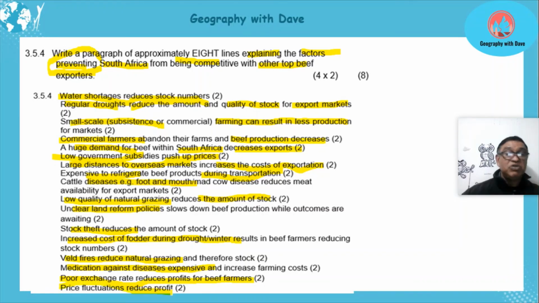Price fluctuations. Can you see that also? Out of this, price fluctuations reduce profit. If the price goes down, less profit. Can you see out of this whole list of all these factors, you have quite a few in your notes already. It means taking it, tweaking it a bit. I use the word tweaking, I like that. Tweaking it a bit and making it appropriate to what the question asks for. So that's how you answer.